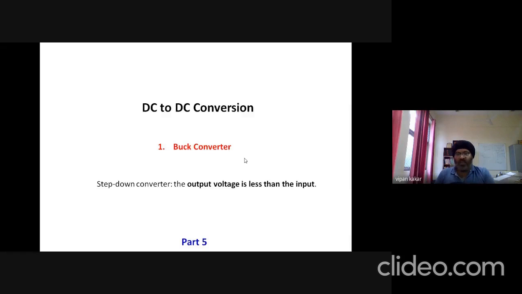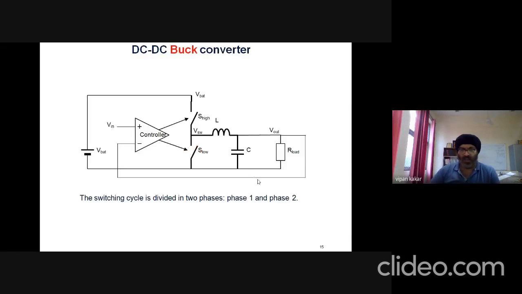So now let's start with the buck converter. Buck converter is simply a step-down converter, like a linear regulator, where the output is always less than input. A linear regulator also always has an output which is less than input. But this buck converter is a switched converter. Step down and switched converter. So this is the basic circuit diagram of a buck converter.